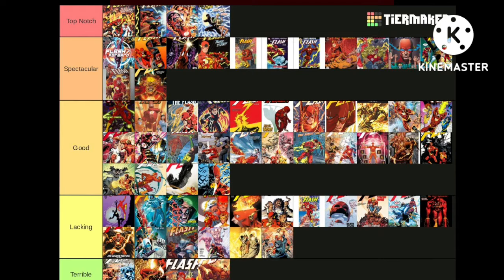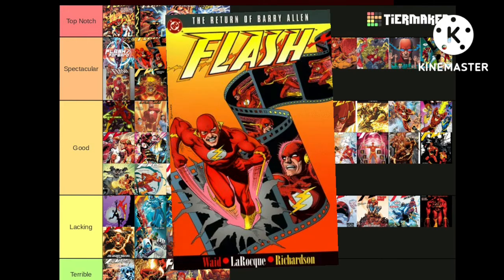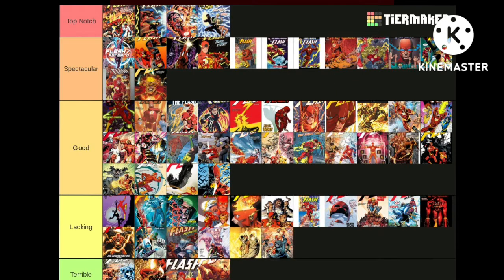I know there's a lot of issues in between, but yeah, Return of Barry Allen is the next major story arc. It starts off on Christmas with Wally and Jay. And then there's Wally versus Eobard, who is pretending to be Barry.